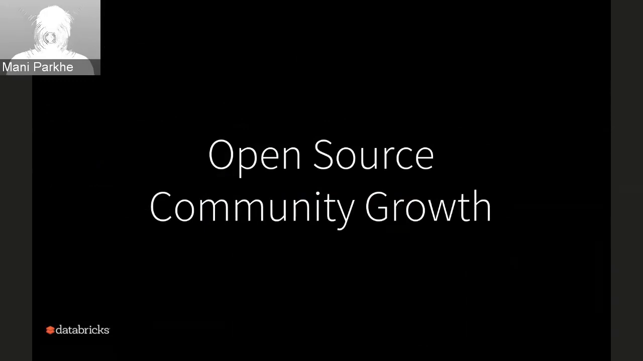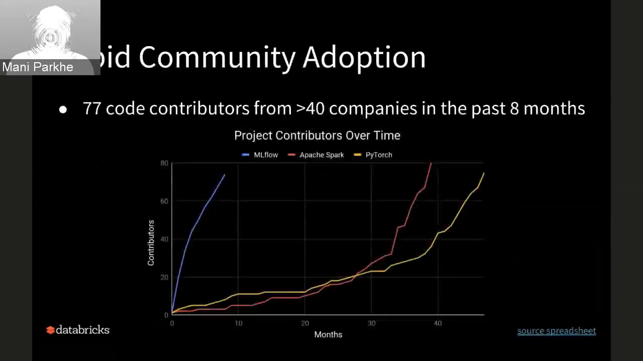Okay. In the last few minutes, I want to just talk about the open source community growth and how MLflow, which started off about 8 months back, has been well appreciated and embraced by the community. I wanted to use 4 metrics to show that. It started 8 months ago when it was released during the Spark + AI Summit in June. And since then, we have 77 code contributors from 40 different companies that have contributed to it.